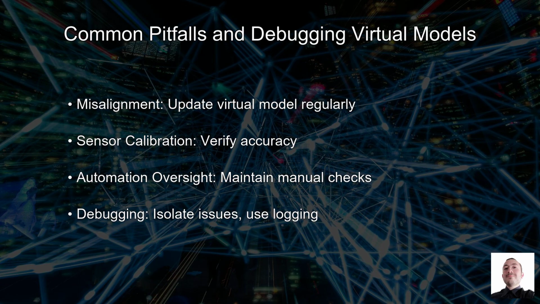Additionally, be wary of over-reliance on automation. While automation enhances efficiency, it's crucial to maintain manual oversight to catch anomalies that automated systems might miss. Lastly, when debugging, start by isolating the issue. Check the sensor data, PLC programming, and network connectivity one by one. Use logging to trace the flow of data and identify where it deviates from expected behavior. Remember, a well-maintained virtual model is your best tool for enhancing data center efficiency and sustainability.